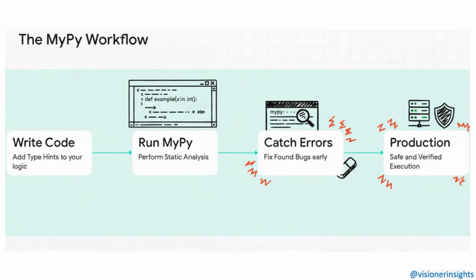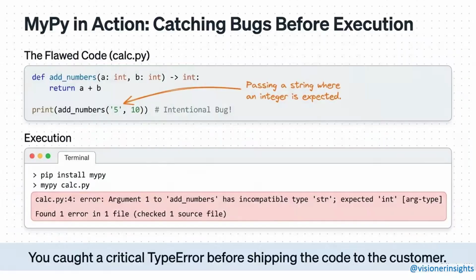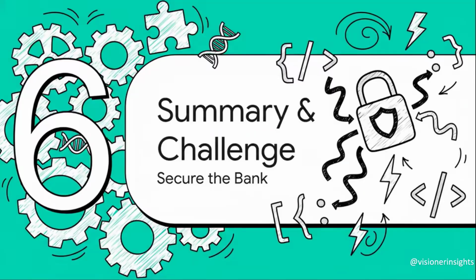Imagine writing a script that explicitly expects integers, but you accidentally pass it a string. If you run Mypy in your terminal against that flawed script, it's going to instantly flag that incompatible type. It catches the bug before execution, saving you from a critical, embarrassing type error crashing right in front of your customer.